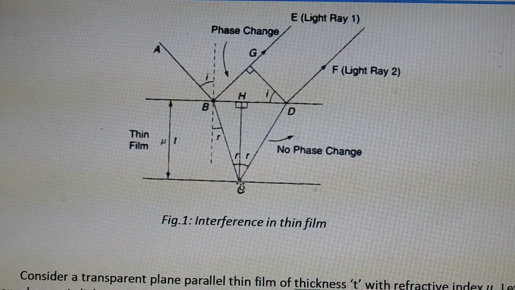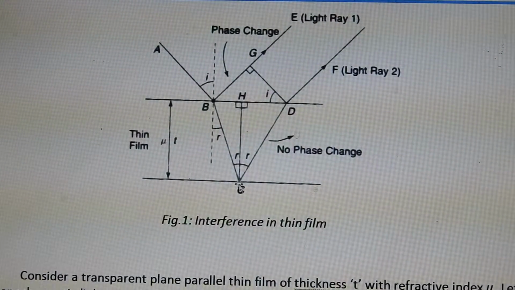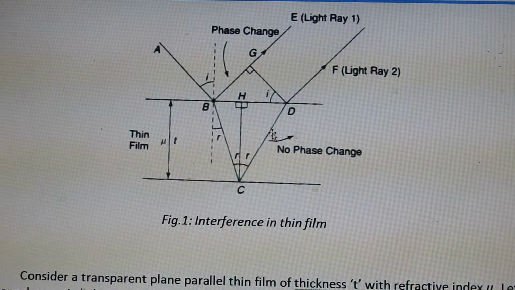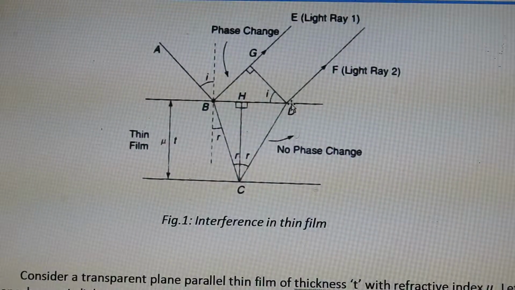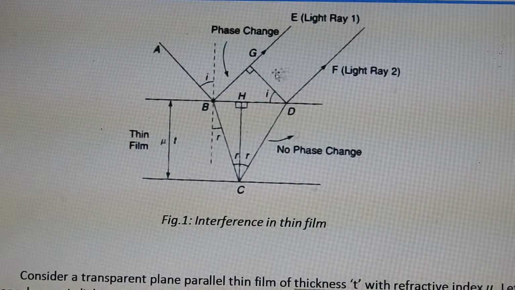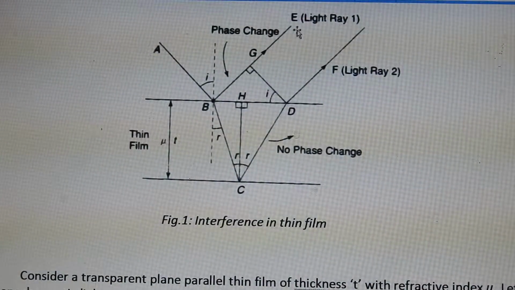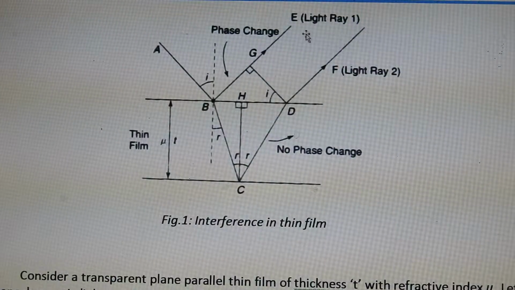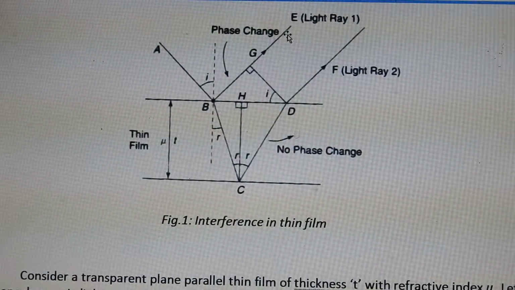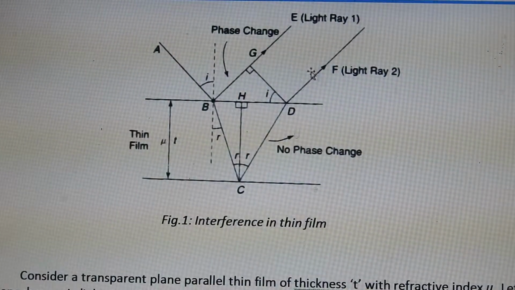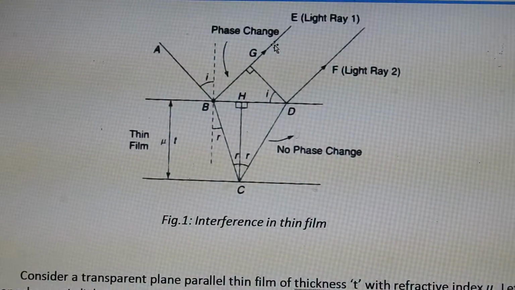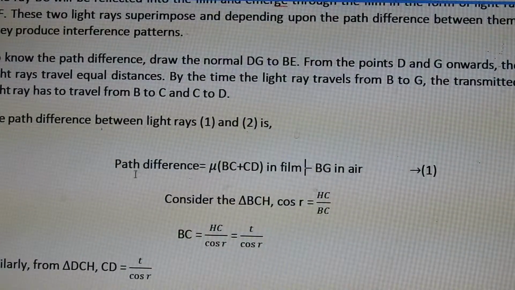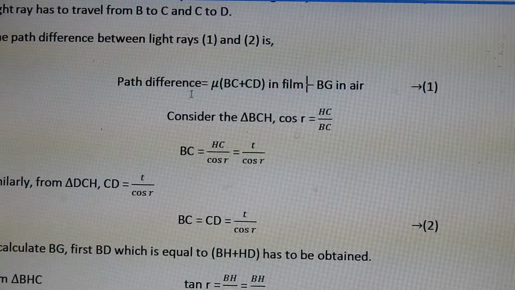Now according to Fermat's principle, whatever the angle of incidence, it is reflected back into the same thin film at the same angle. Like this it is traveling. After traveling here, again it refracts into the air. So this reflected ray and this refracted ray both superimpose and form an interference pattern. They are traveling different distances, and that is called the path difference.